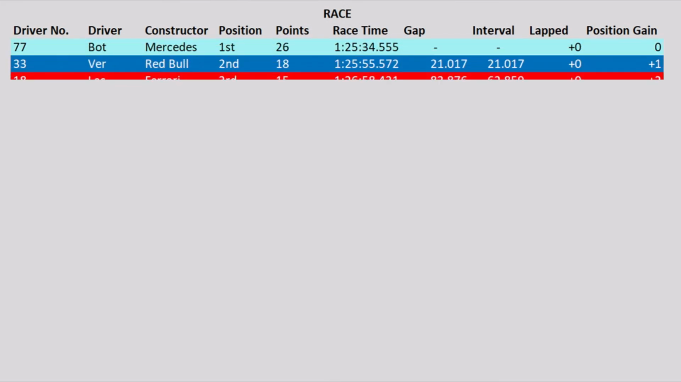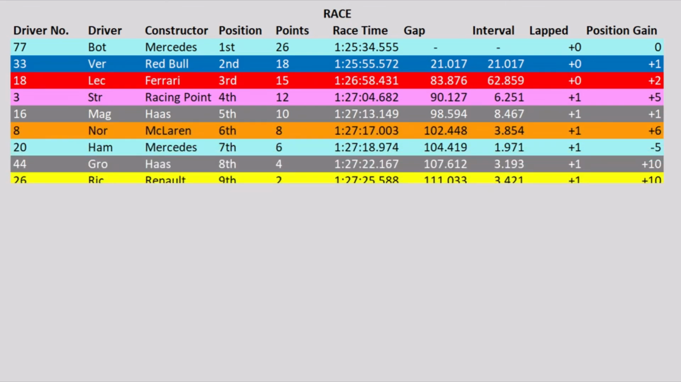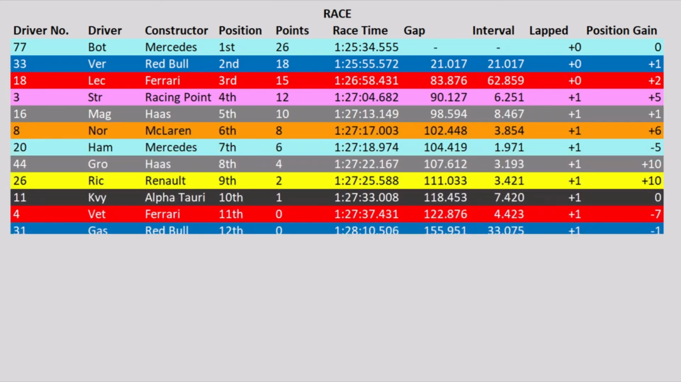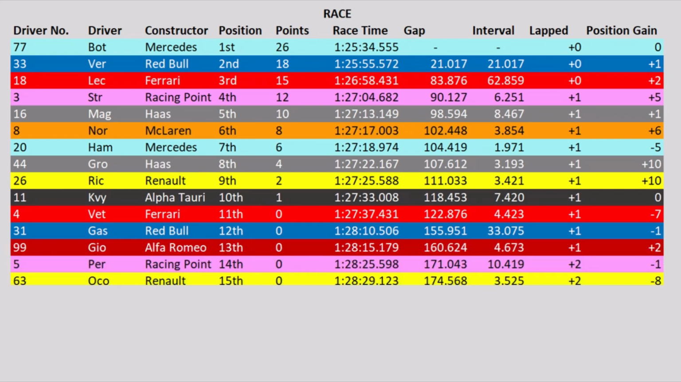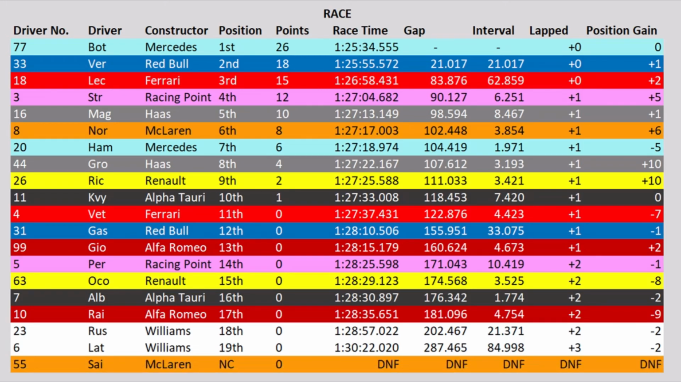Bottas takes a comfortable victory again in Australia, 21 seconds clear from Verstappen, who moves forward 1 place from last year. Leclerc makes the podium in this year's round, in 3rd, but a long way off the top 2. Stroll had an incredible race from 13th to 4th, gaining 5 places on his 2019 finishing position.